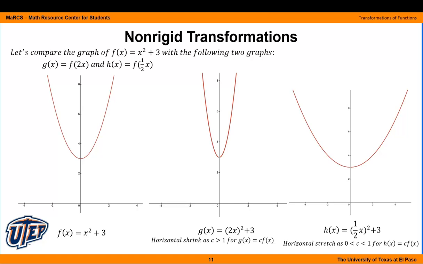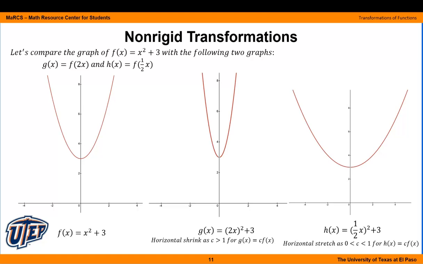Let's look at this example. G of x equals (2x) squared plus 3. Even though 2 is bigger than 1, the graph becomes narrower. This is called a horizontal shrink. Now let's look at h of x is equal to (1/2 x) squared plus 3. Here the number is between 0 and 1, and instead of shrinking, the graph becomes wider. This is a horizontal stretch.